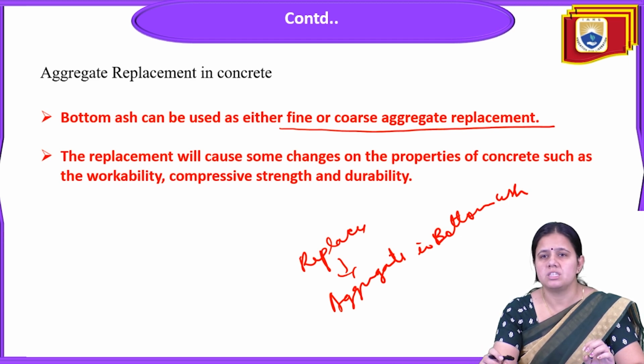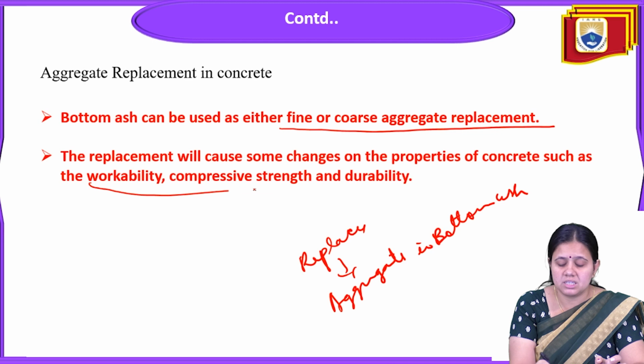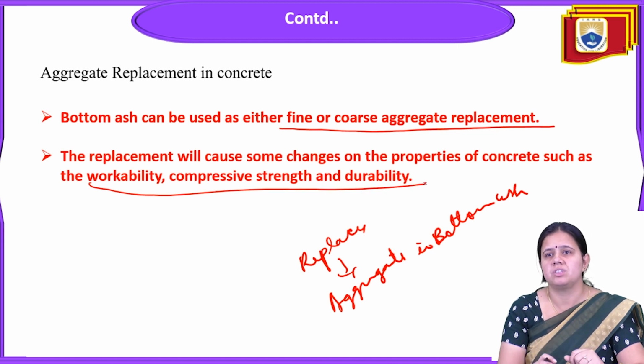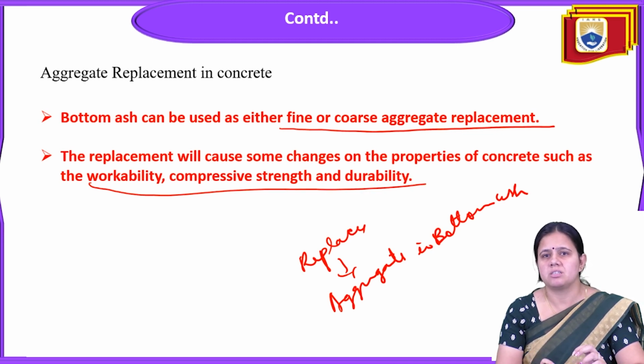The replacement will cause some changes in the properties of concrete, like workability, compressive strength and durability. With the addition of this coarse aggregate replacement, the workability, compressive strength and durability will be increased, and that will change the strength of the concrete. So it will be helpful also. By the addition of this bottom ash, the properties of concrete change in terms of workability, compressive strength and durability.